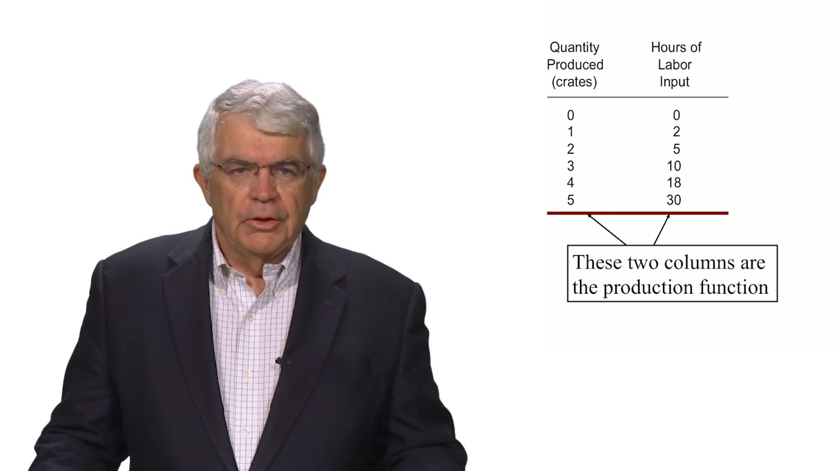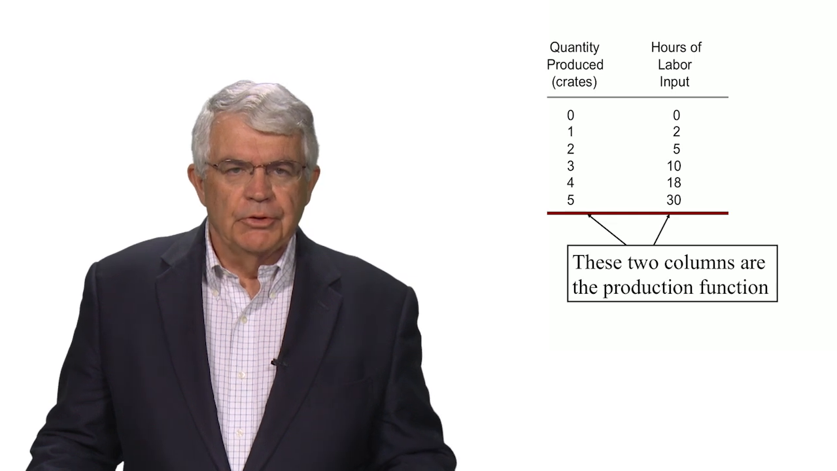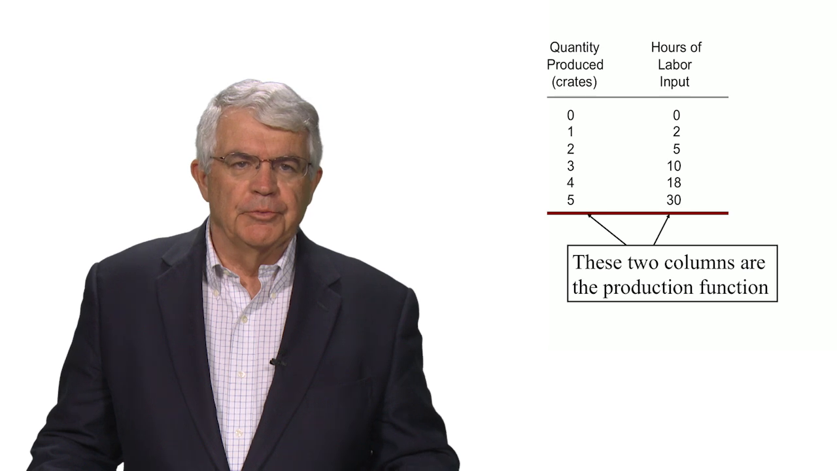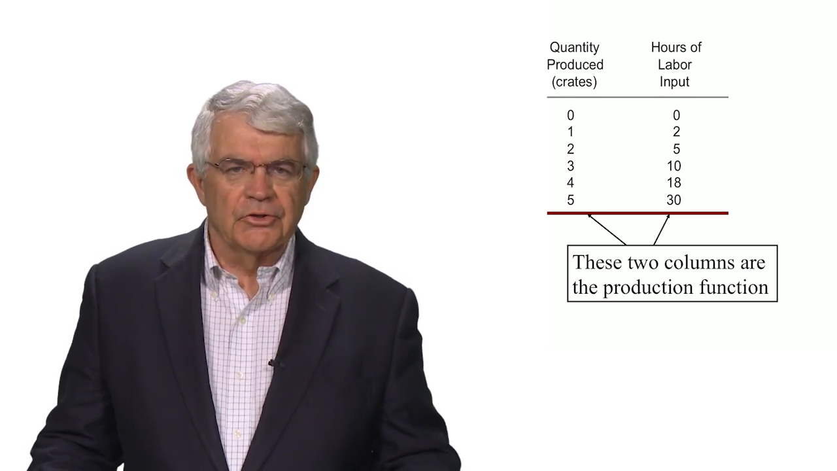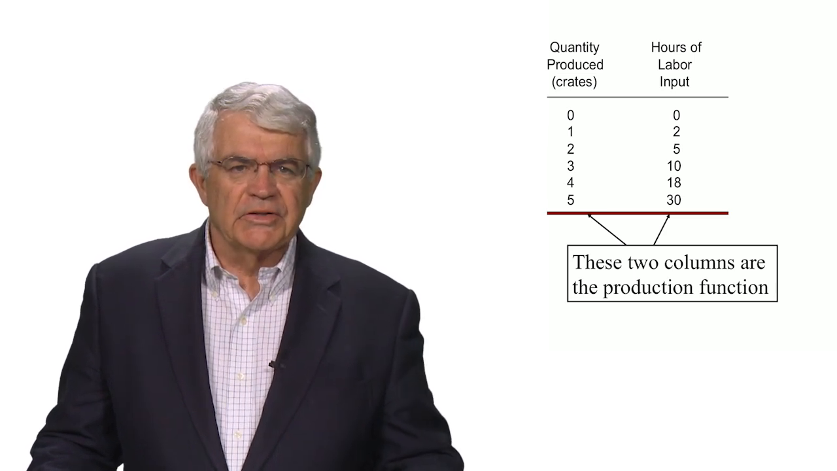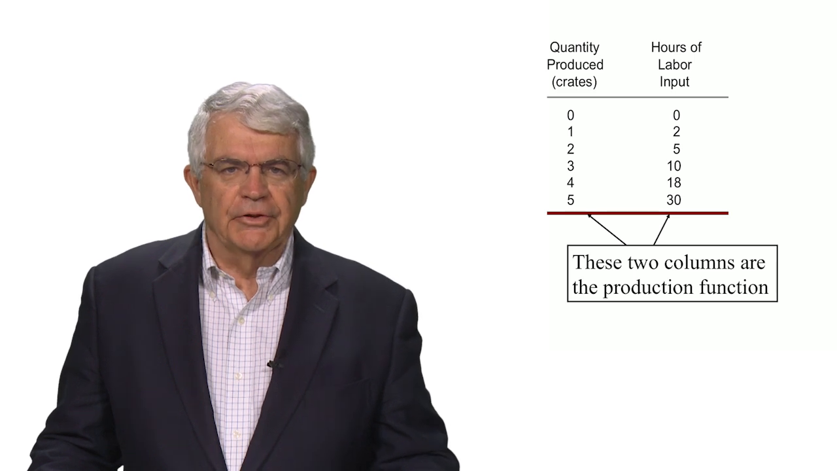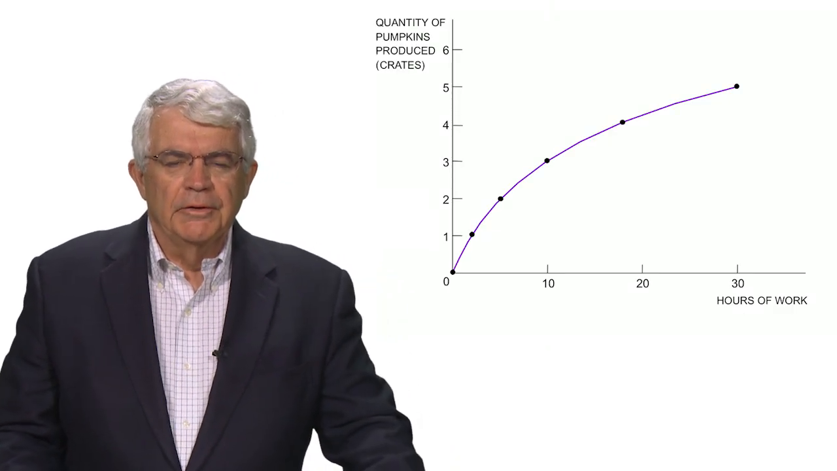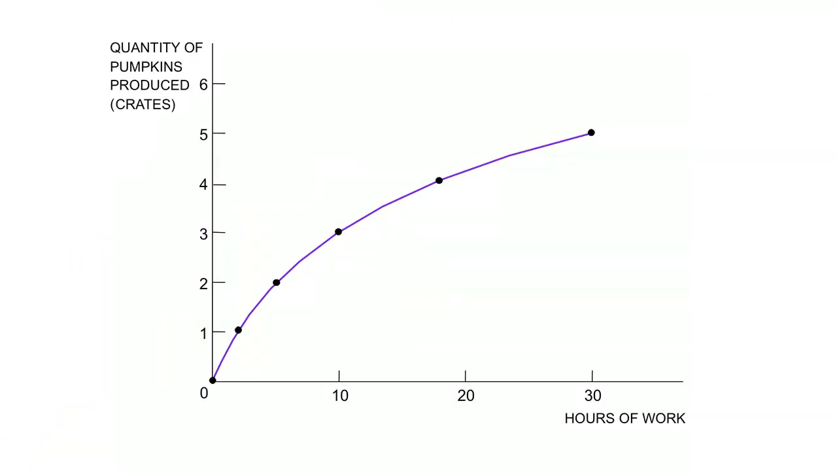Now note, the changes in labor input change as more is produced. It takes only 2 hours of labor input to move production from 0 to 1, but it costs 12 extra hours of labor input to move production from 4 to 5. That's diminishing returns to labor we're talking about, diminishing marginal product of labor. But let's see it more carefully by looking at a plot of the quantity produced depending on the hours of work.